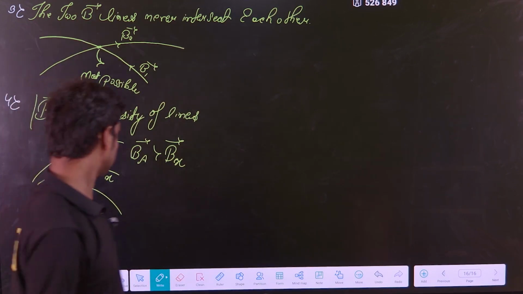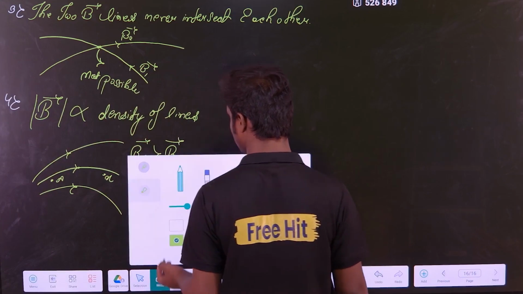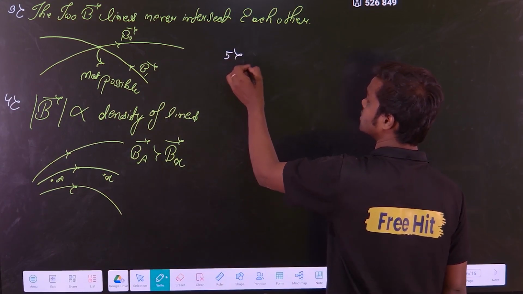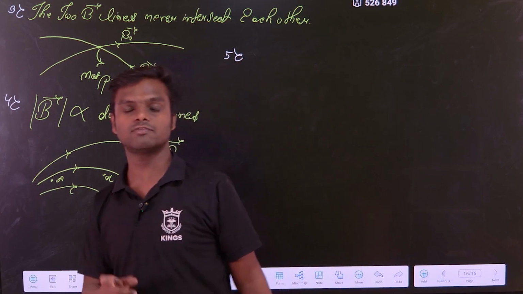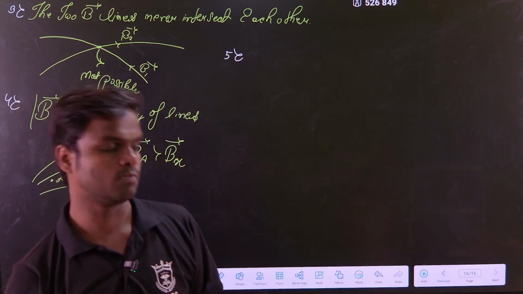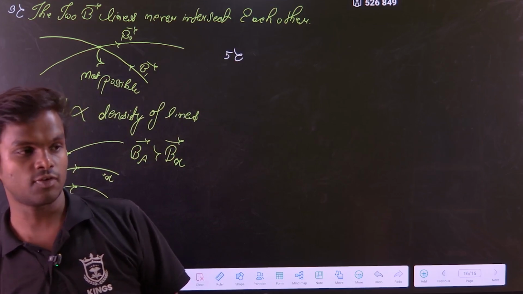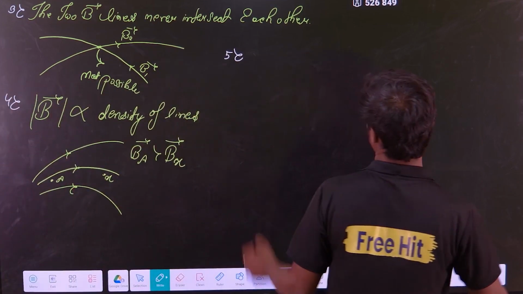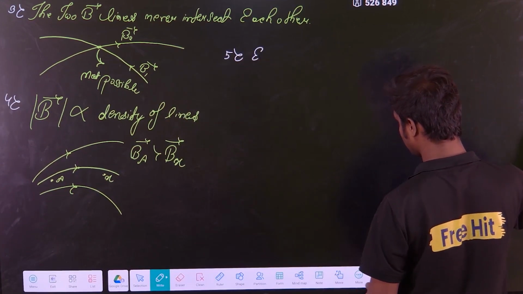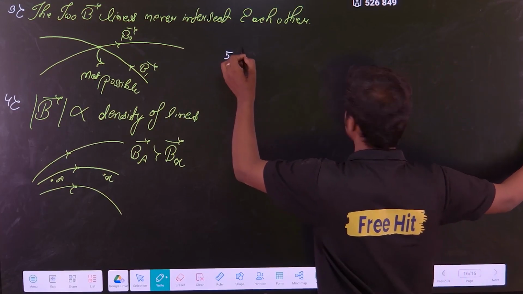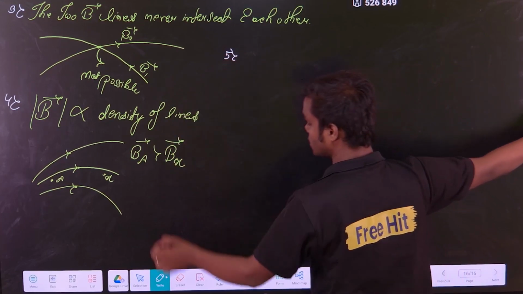Second property, there is one more property regarding electric field. What is another property regarding electric field we have discussed? That is, electric field lines will never form a closed loop, correct? That is the one property we have discussed. But now we are discussing the magnetic field. So will magnetic field lines form a closed loop?